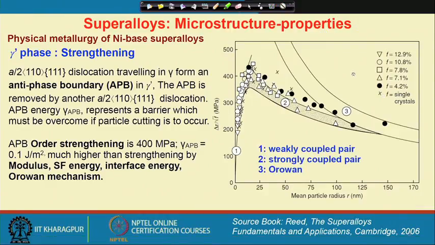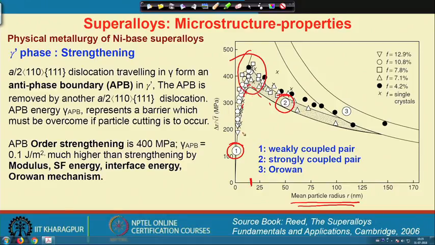Now, very similar to the situation that I explained a few minutes ago, we have a weakly coupled pair and a strongly coupled pair. People have measured the increment of strength, and observed that the mean particle radius in the range of 15 to 20 nanometer gives more effective strengthening, where there is a transition between these two different mechanisms. So a higher level of ordered strengthening is possible in this gamma prime phase strengthening.